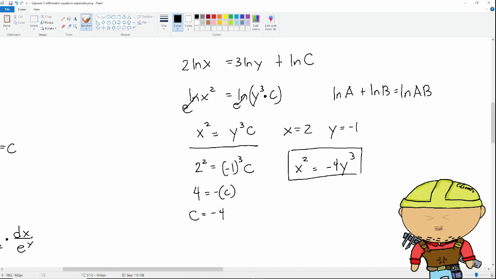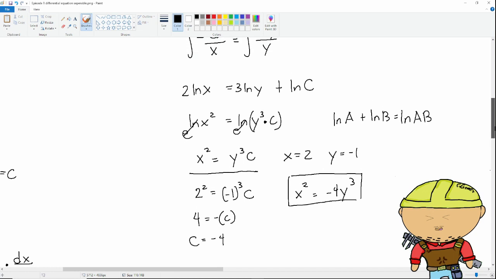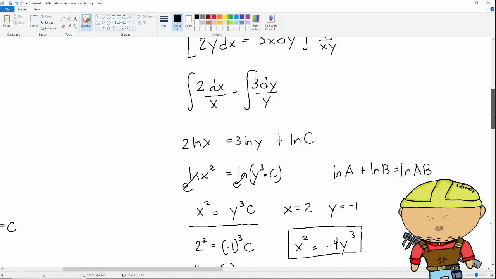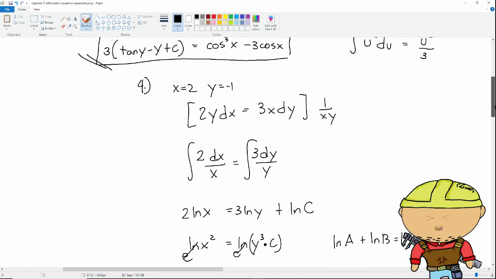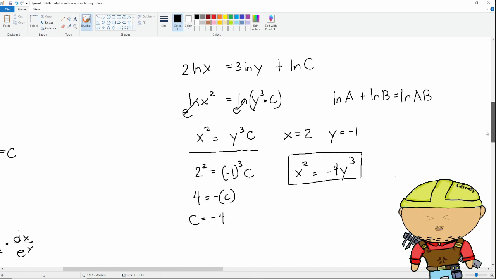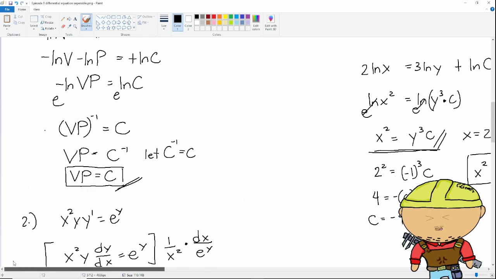Particular solutions are solutions that describe a specific line, a specific condition for our differential equation. While general solutions are basically solutions or equations that satisfy our differential equation generally, and not in a particular or specific case. Anyways, that's our number 4 equation.